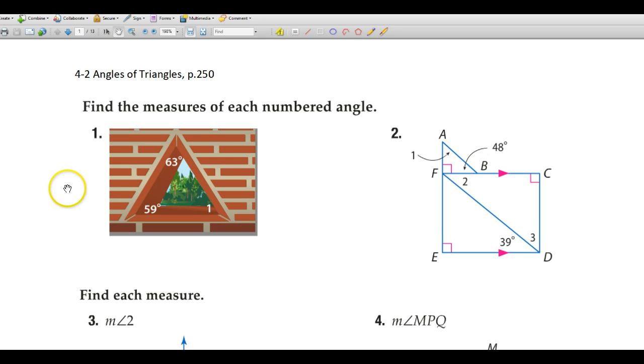Lesson 4.2, angles of triangles, starting on page 250. Number 1, find the measures of each numbered angle.